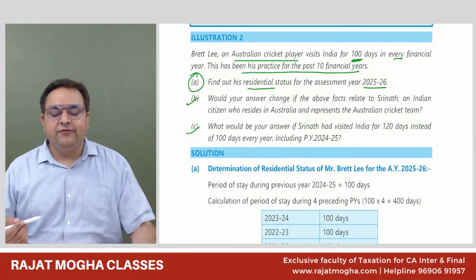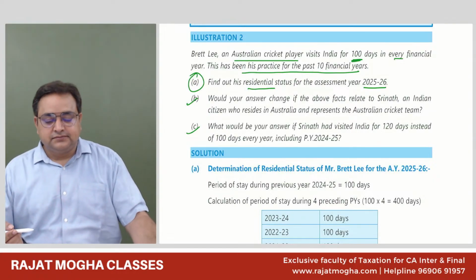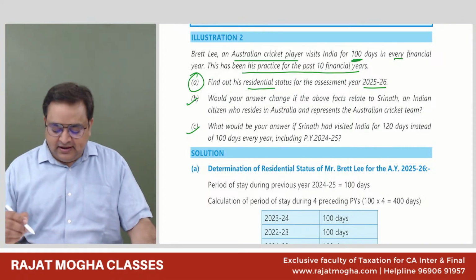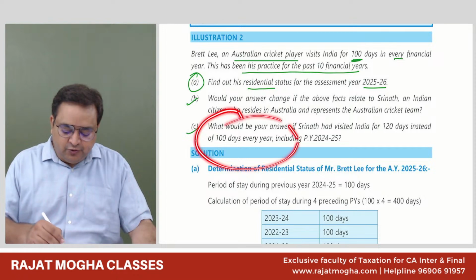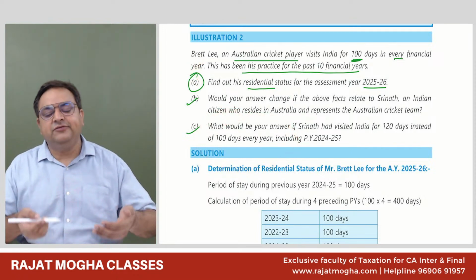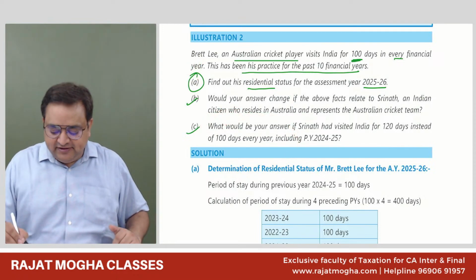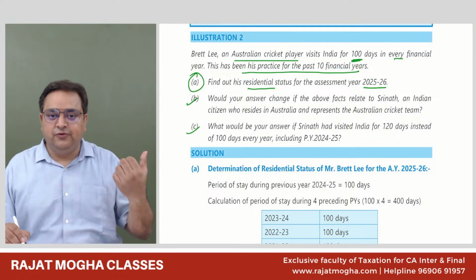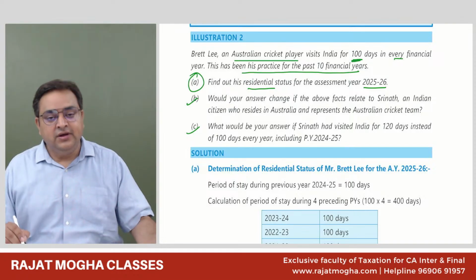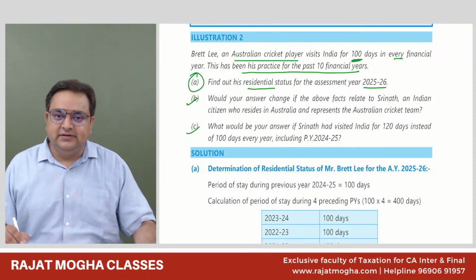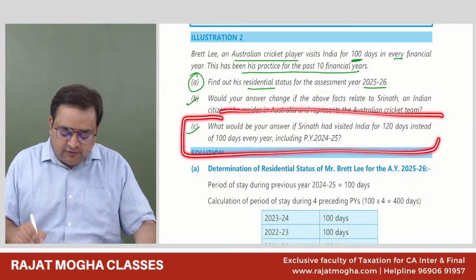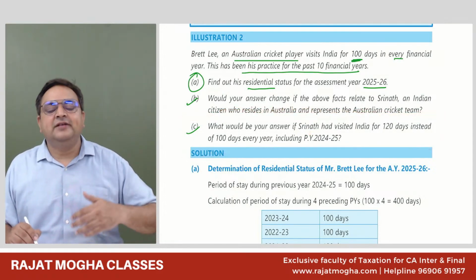Because we know that if your Indian source income is more than 15 lakh rupees, then we apply the special provision. We don't apply the normal provision. And we see that if you are 120 days or more in the previous year, and in the last 4 years you are 365 days or more, even in that case, you become the resident. But in this case, there is no information regarding the income of the assessee. So we can't apply the special provision.